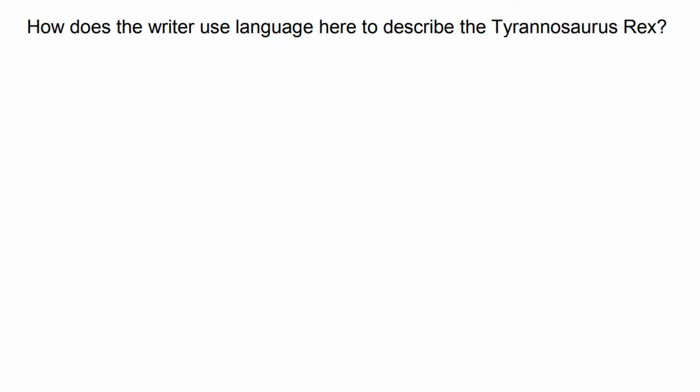So question 2, how does the writer use language to describe, and in this case it's the T-Rex. So we're looking at descriptions of this thing. And language really just means the words that the writer's chosen, which the examiner wants you to say, I get that they've chosen this particular word because it makes the reader feel a certain way about the T-Rex.